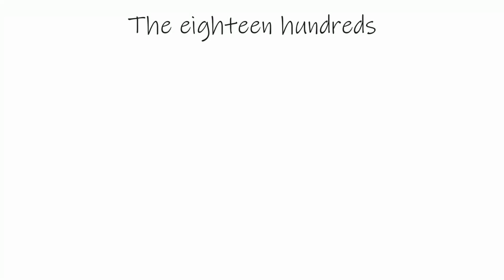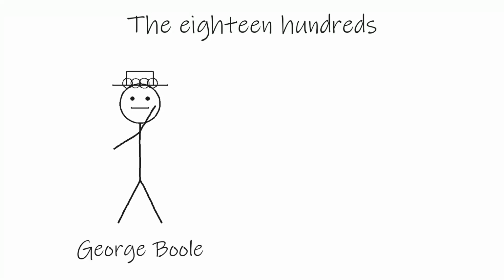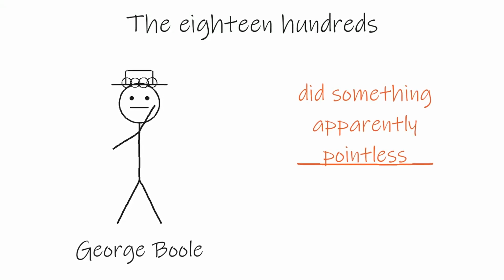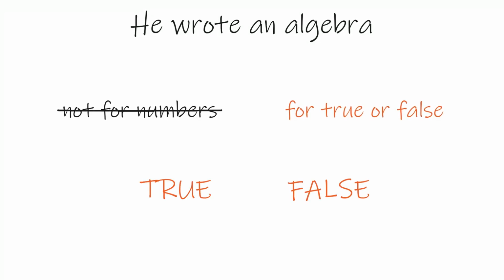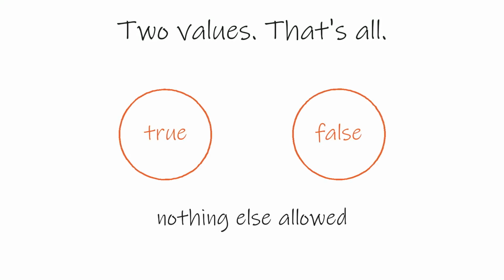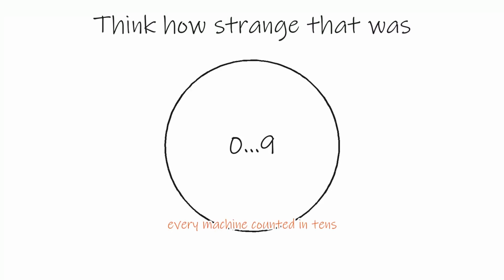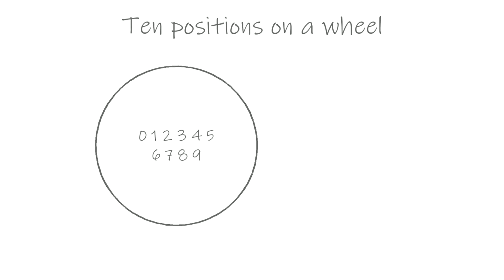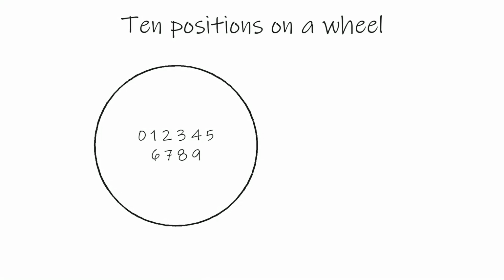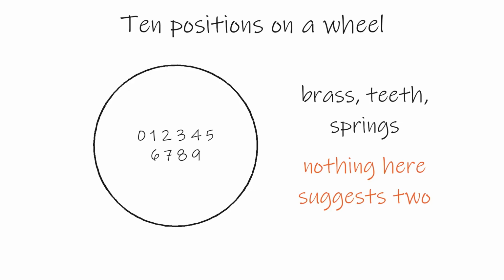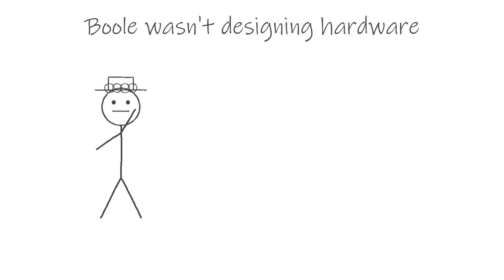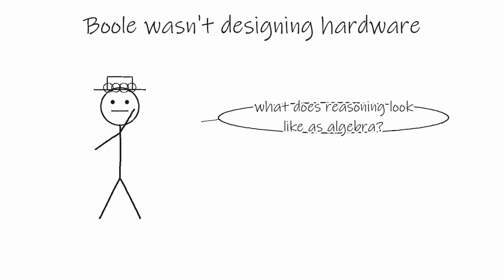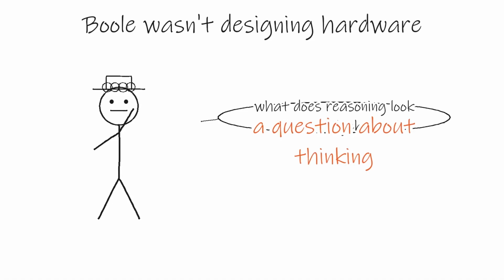In the 1800s, a British mathematician, George Boole, did something apparently pointless. He wrote an algebra. Not for numbers, for quantities that were true or false. 2 values. That's all his variables were allowed to be. Think how strange that was. Calculating machines were decimal. 10 positions on a wheel. Brass teeth springs. Nothing there suggests 2. Boole wasn't designing hardware. He asked what your reasoning looks like as algebra.